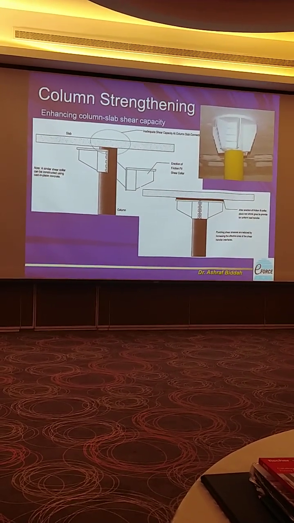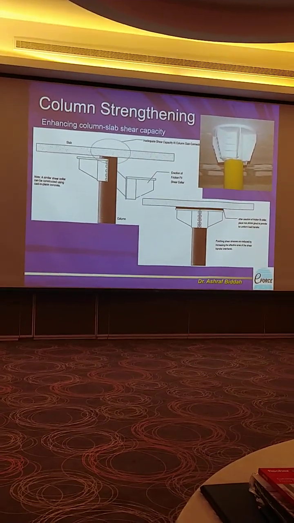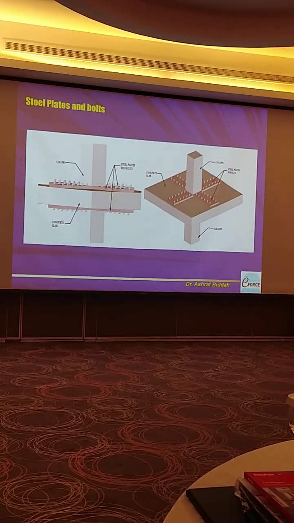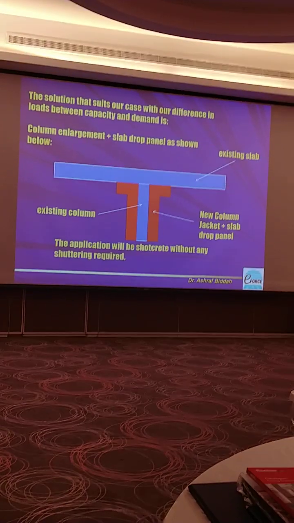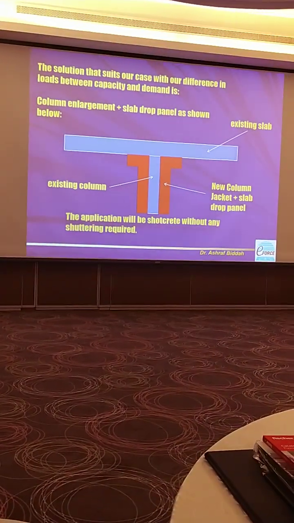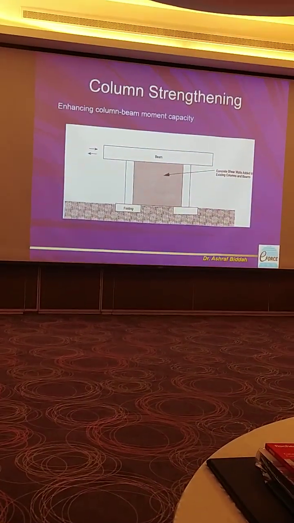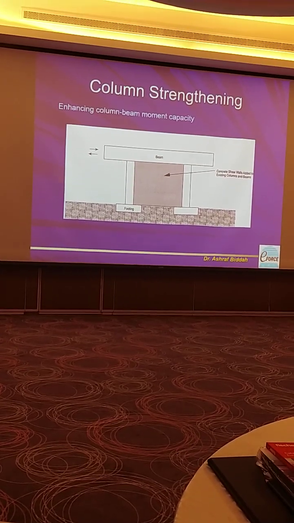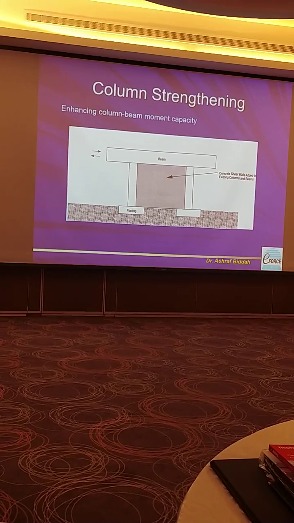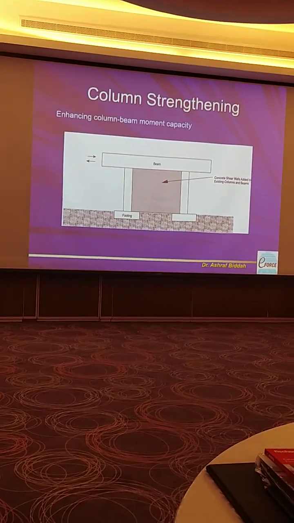Collar: you can get it in pieces, just put it there and use bolts. Or steel plates, tie them together. Or enlargement of the columns to avoid punching of slabs. Or another solution which is very easy: to connect these two columns together, instead of having a block wall, we are going to make it concrete. So that will enhance the capacity of the structure.